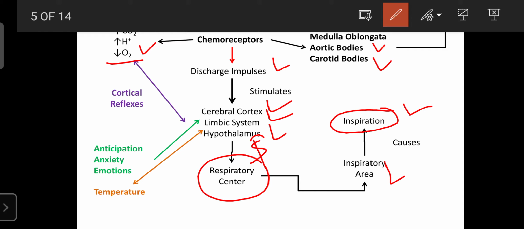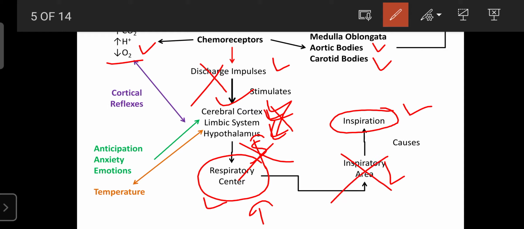Also, when the carbon dioxide decreases and oxygen saturation increases, at that time the chemoreceptor stops the discharge of impulses. With the lack of impulses from the chemoreceptor to the cerebral cortex, limbic system and hypothalamus, they also stop sending stimulatory impulses to the respiratory center. With the lack of stimulatory responses, the respiratory center inhibits the inspiratory area and enhances the expiratory area. Due to that, expiration can occur.